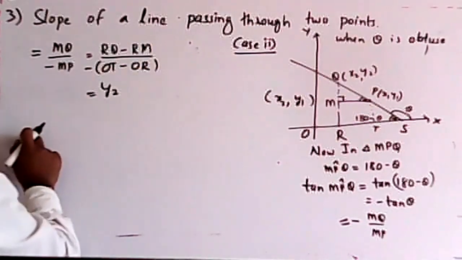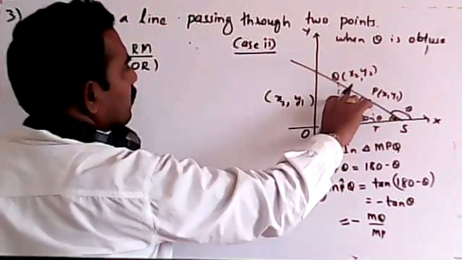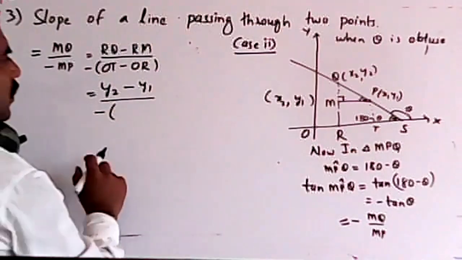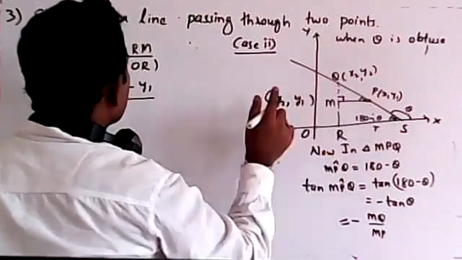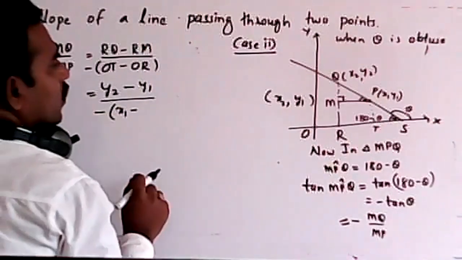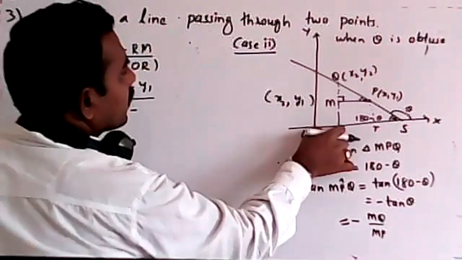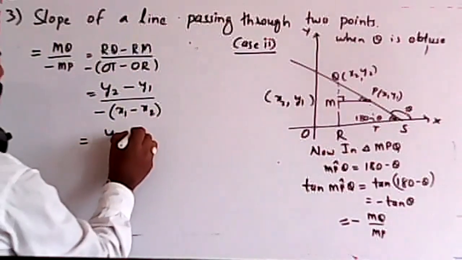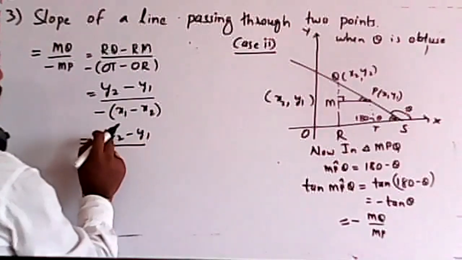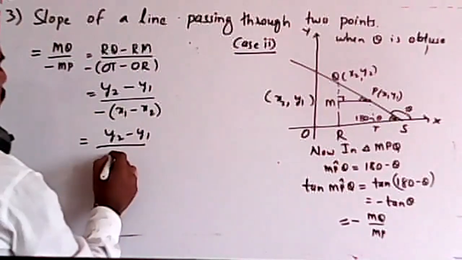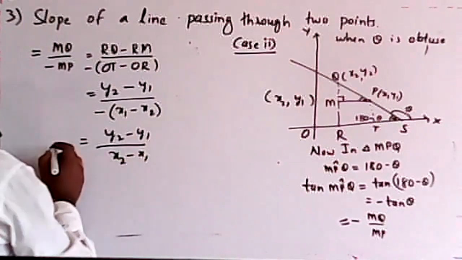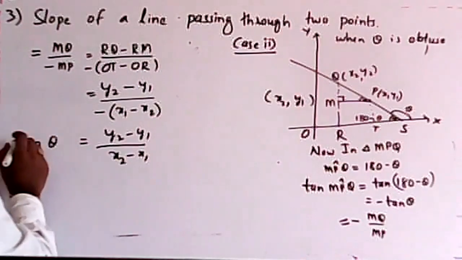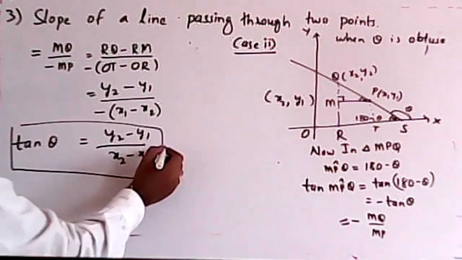RM, this much, is Y1, divided by minus of OT. From here to here, how much is it? X1 minus OR. From here to here, it is only X2. Then Y2 minus Y1 I'll keep. Minus of this I can convert to minus X1 plus X2, that is X2 minus X1. Again it is the same. Tan theta is equal to the same answer. Let me call this 2.